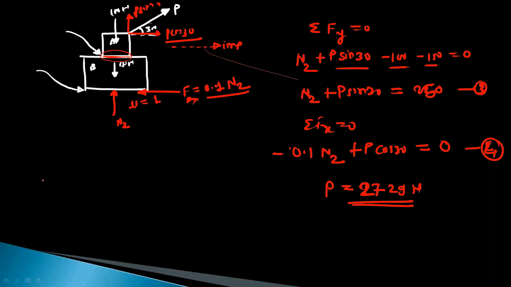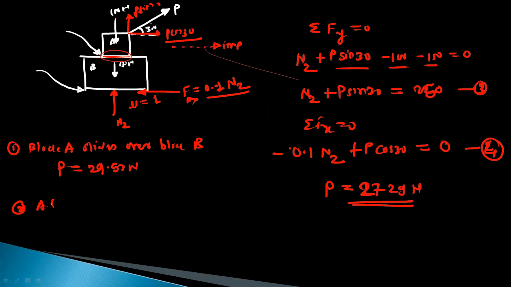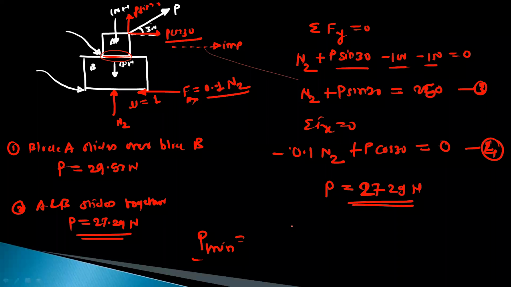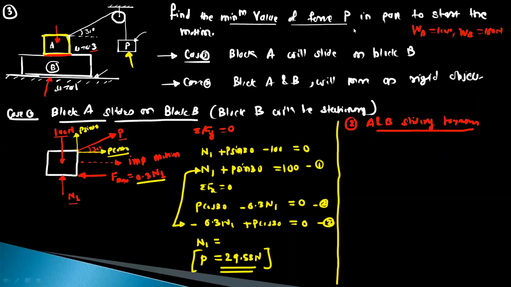Okay, so if you compare the first condition where block A slides over the block B, you get the P value as 29.53 Newton. And when A and B slide together, we get the value of P equal to 27.29. Okay. So what is the answer for P minimum so that the motion will start? So question is given. We have to just start the motion.